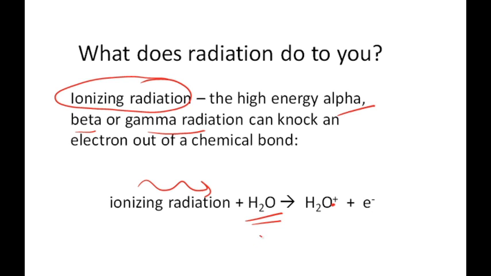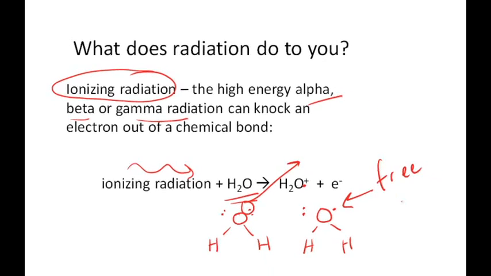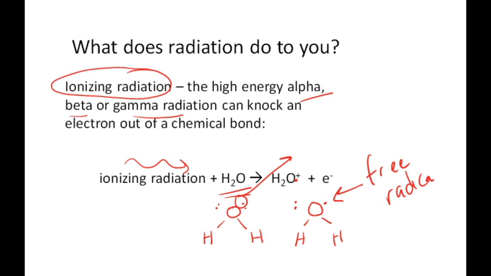So you may not remember, we'll talk more about this later, what water really looks like. Well, a model of water. And there's two pairs of electrons on the oxygen. So what happens is the ionizing radiation can knock one of these off, leaving the water molecule looking like this, with just one electron instead of two. And that one unpaired electron is called a free radical, and it's very reactive.